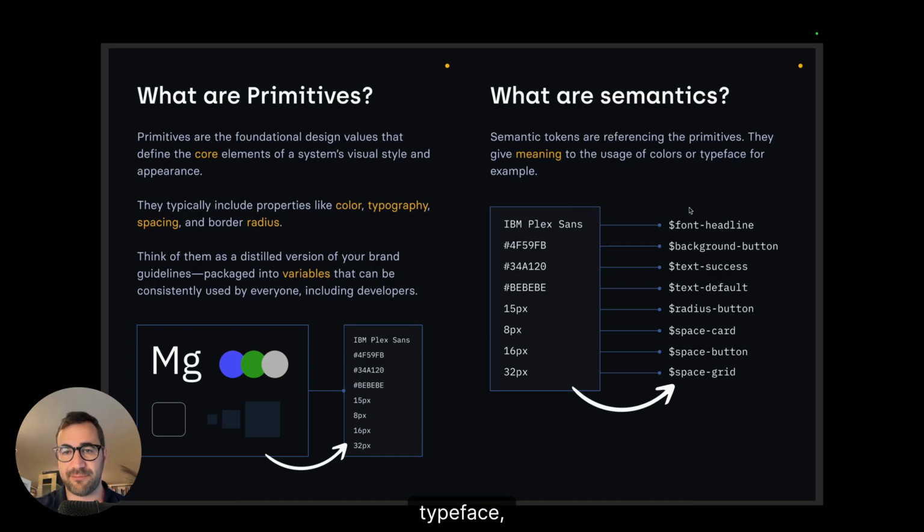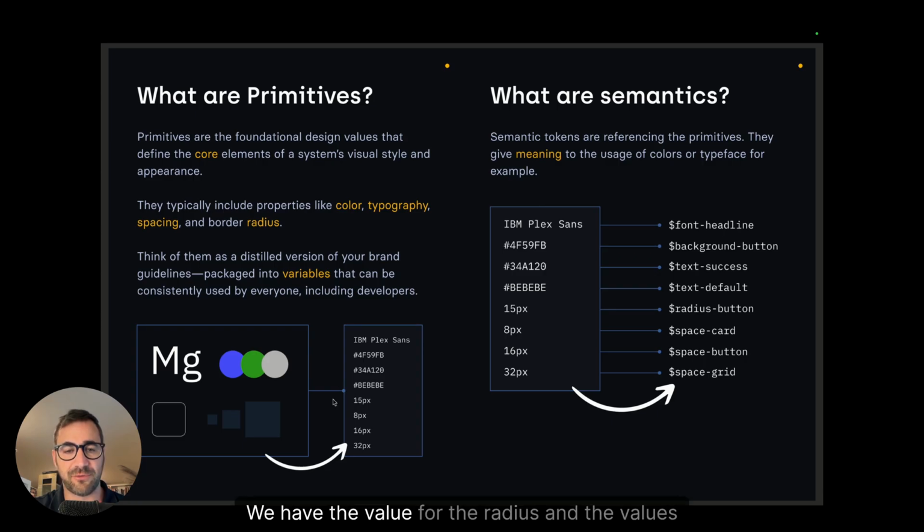like color, typeface, radius, and spacing. All these decisions are stored inside variables with a name and a value. Here you can imagine that this is your branding guidelines document, and the primitives are just a list of values. In this case, we have the value IBM Plex 100, which is our typeface. We have the hex codes, which are our different colors. We have the value for the radius and the values for the spacing.